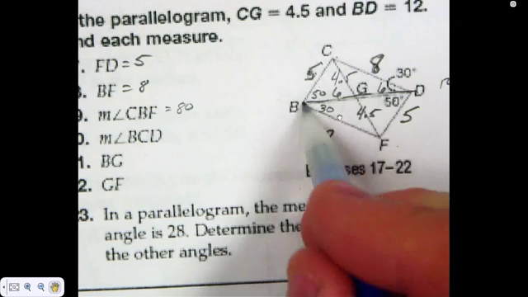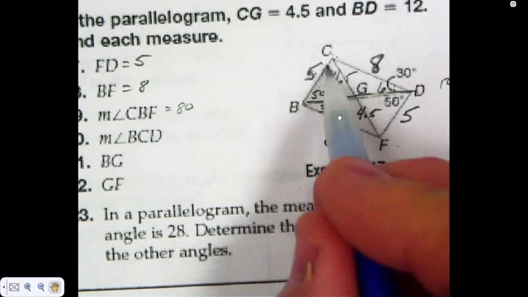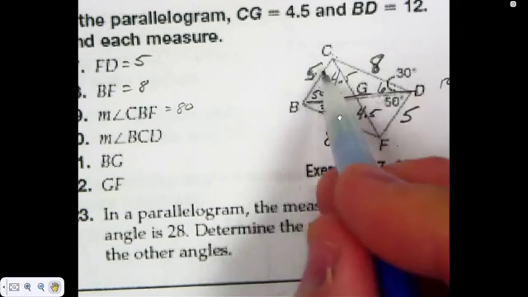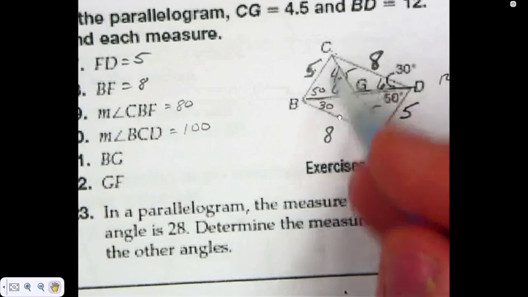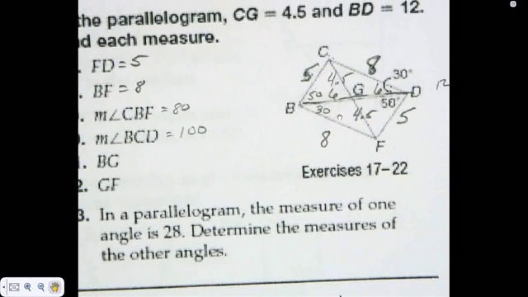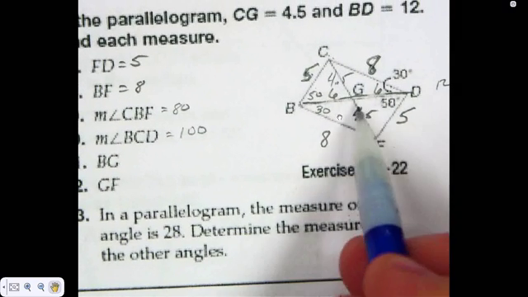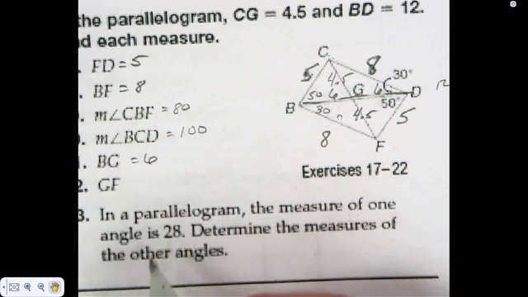BCD. Well, if this whole thing's 80, what's left for this thing to be? In a parallelogram, if they're right beside or on top of each other, they add to 180. So it's 100. BG. GF.